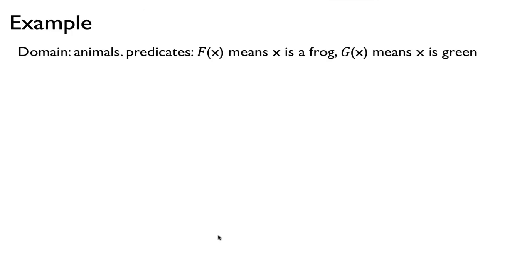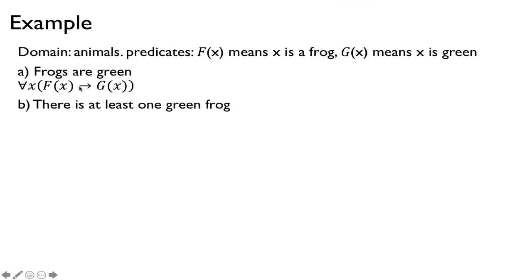So let's see some more examples. If my domain is animals, maybe f of x represents x is a frog, g of x represents x is green. Those are predicate letters. So frogs are green, for example. Well, we can write this as: for all x, if x is a frog, then x is green. Again, for all goes with the conditional connective. There's at least one green frog. Well, there's an x such that f of x and g of x.